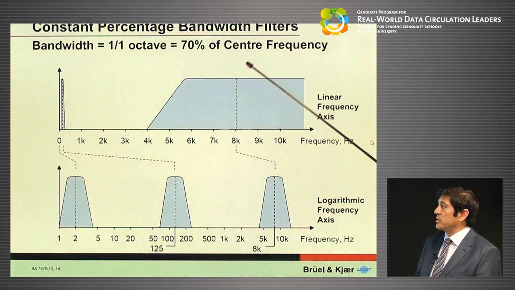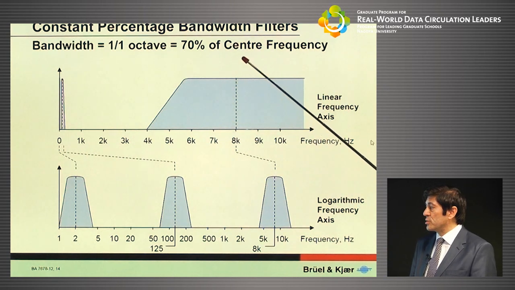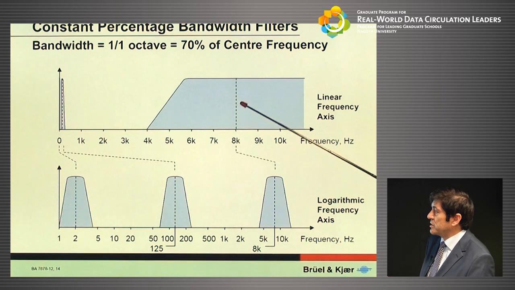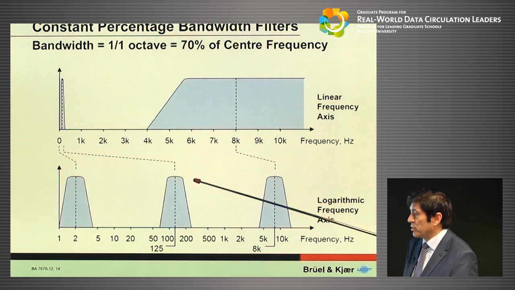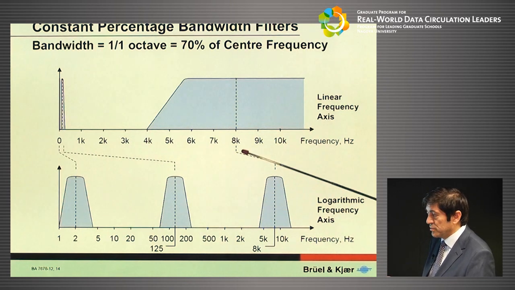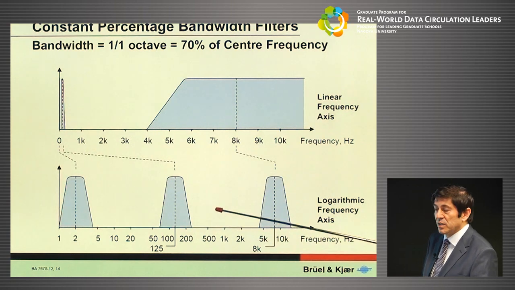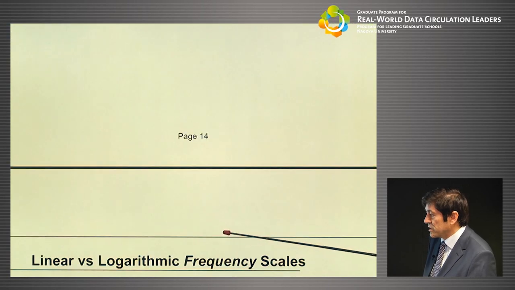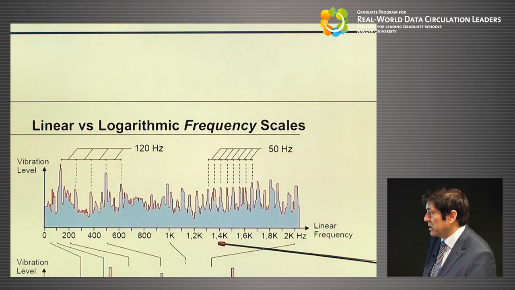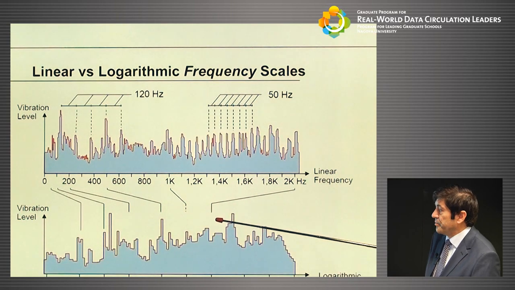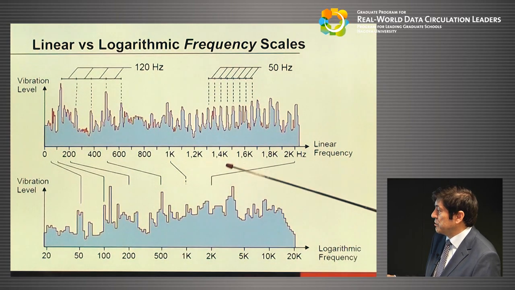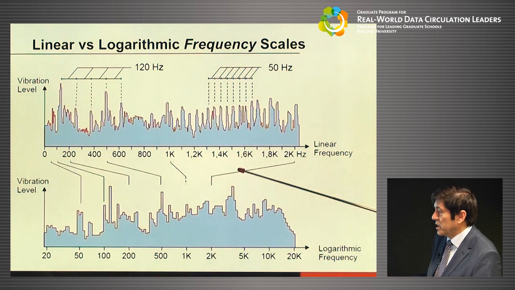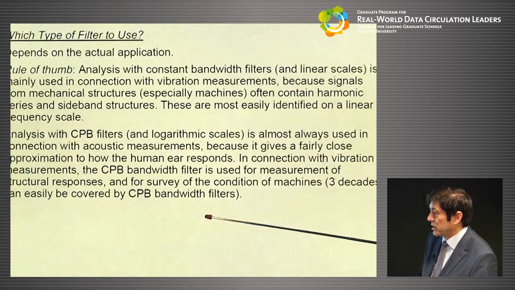So different bandwidth definitions are used depending on your scale. For linear scale, you use constant bandwidth definition. For logarithmic scale, you use constant percentage bandwidth definition, which is typical for acoustic signals. That's related to filtering of data. We covered it actually. If you show the data in logarithmic scale, low frequency content is expanded, so you can examine the low frequency content much better.